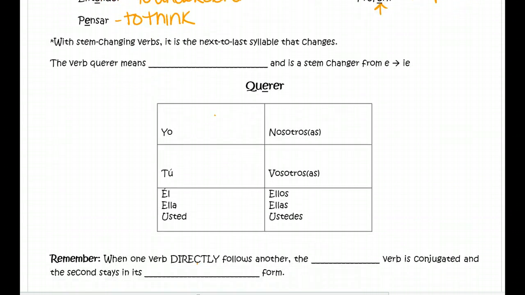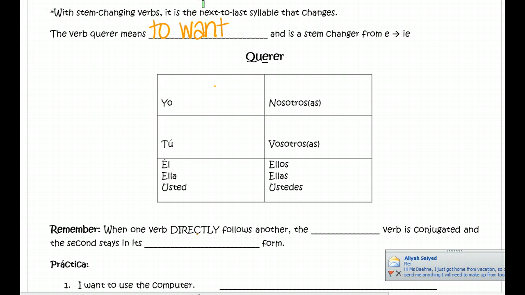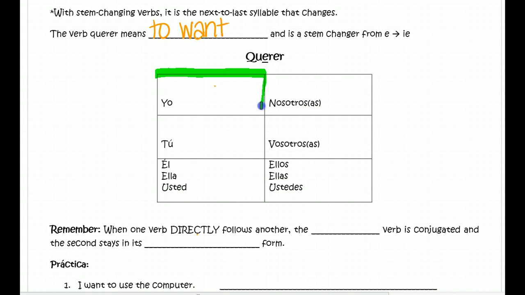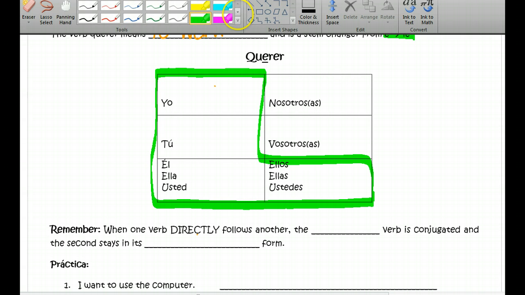So let's do an example. We have the verb querer, and the verb querer means to want. This is one of our stem changing or our boot verbs. So here's when the boot comes into play. Remember when I said that all forms except for the nosotros and the vosotros forms are going to stem change? Well, if we draw around all of the forms that will change, we get kind of a form of a boot. So we know that all of the forms inside this boot are going to have this stem change, this E to IE. The forms outside of the boot will not have that same change.